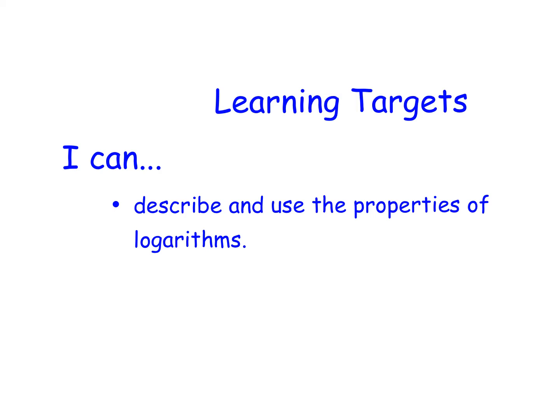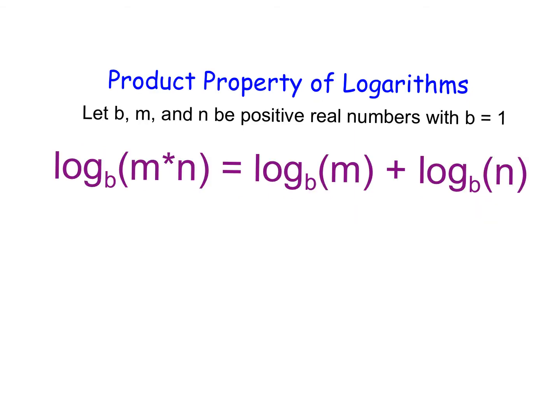In this video, we're going to describe and use three main properties of logarithms. Before we begin summarizing these properties, I want you to first note that for each of these properties, the values for b, which is the base, and m and n, which are two numbers inside of the log, represent positive real numbers where b cannot equal 1. So b, our base here, is not going to be 1. That's the first thing that you need to know.